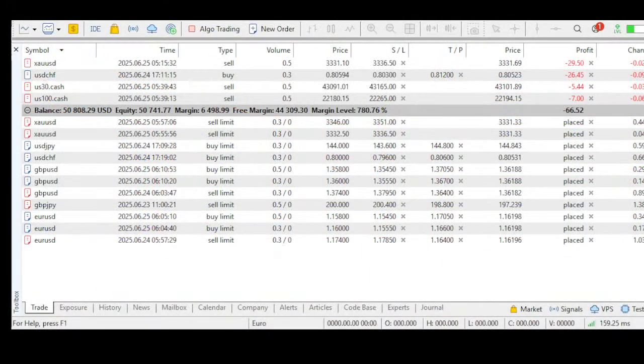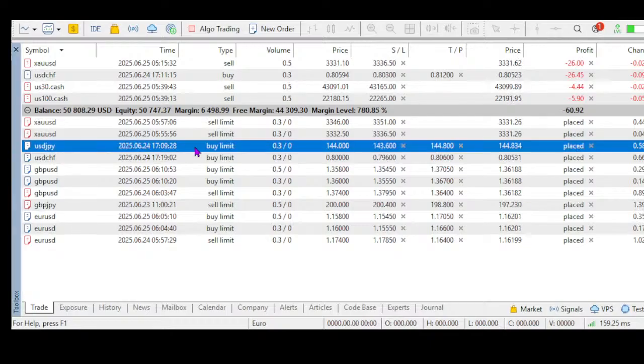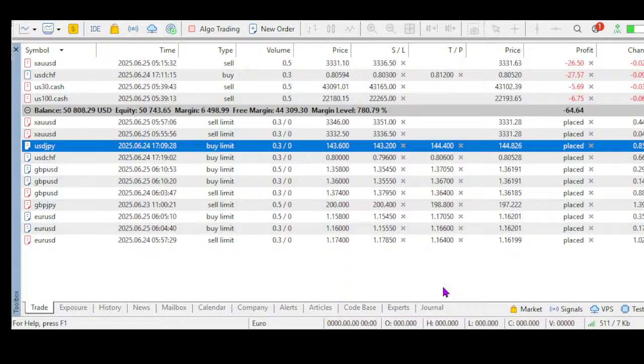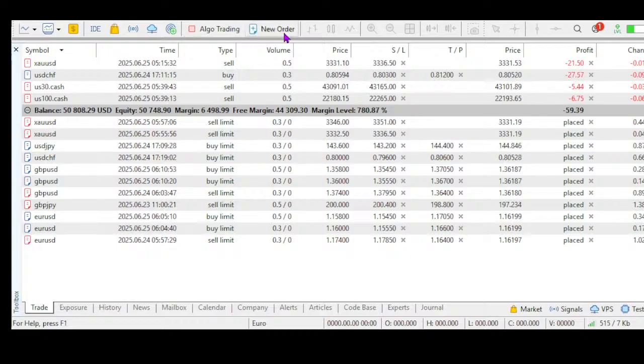So let's go and key in the trade. First of all, this buying, I want to lower it to 143.60. Okay, stop 143.20 and 144.40. So this one I have lowered by another 40 pips. Then next one we are going to put a new order.